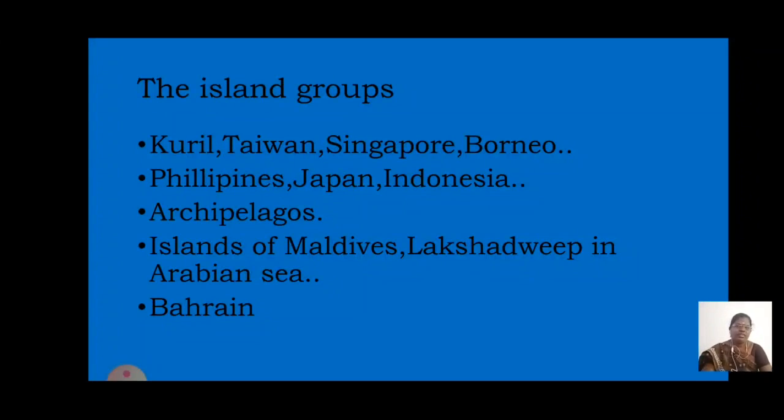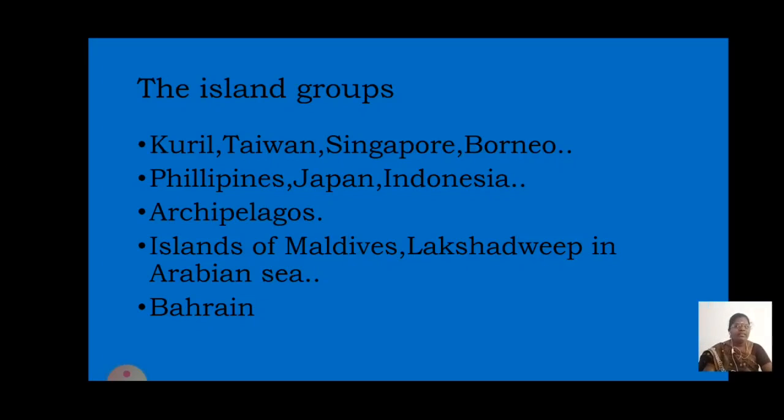The fifth physiographic division of Asia is the island groups. You know very well, an island is a place where a particular piece of land is covered with water on all sides, all four directions. Numerous islands are found in the Pacific coast of Southeast Asia, like Kuril, Taiwan, Singapore and Borneo. They are the important island groups.